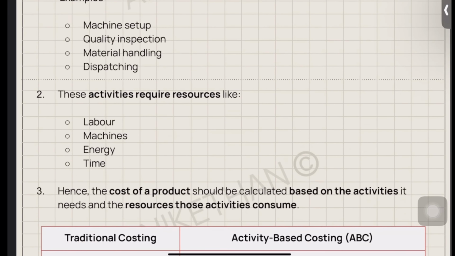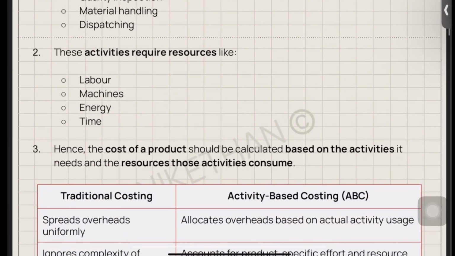How do you arrive at this activity rate? What is machine setup rate? The activity consumes labor and all this. Activity consumes your labor, machine hour, energy, time, all this is consumed by activities. Combining all of this, you come up with a rate for that activity. So per 1 hour of activity, this is the rate. And these activities are then consumed by products.